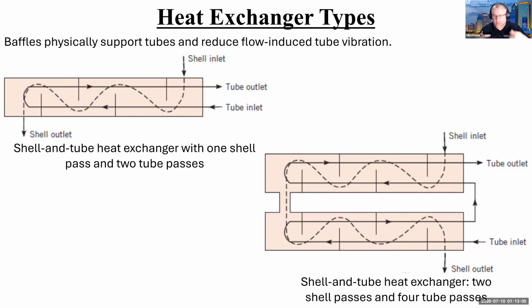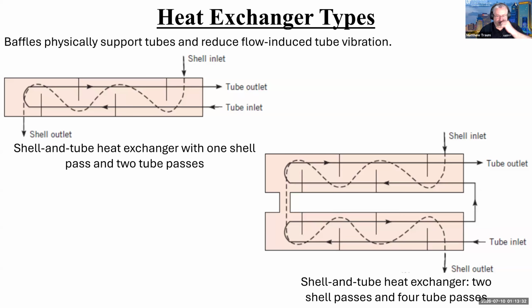This can, of course, get even more complicated, right? So here I show a shell and tube heat exchanger with two shell passes and four tube passes. So it's essentially like this doubled, right? So you can see the fluid coming in, turning 90, 180 degrees, and then turning another 180 degrees, and entering another shell, and then turning again and coming out. So that's the pathway that this fluid takes through this geometry.